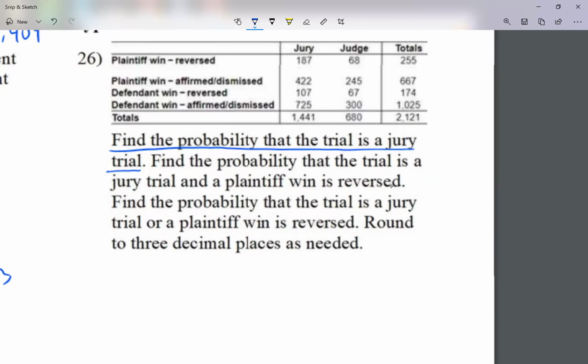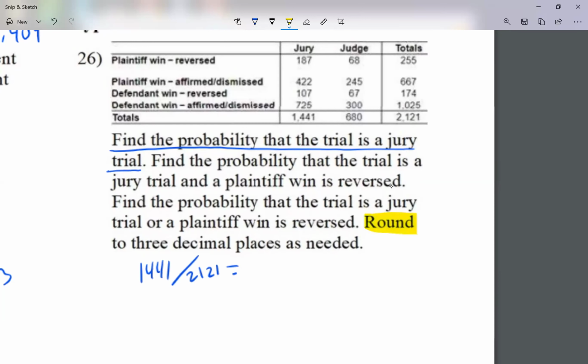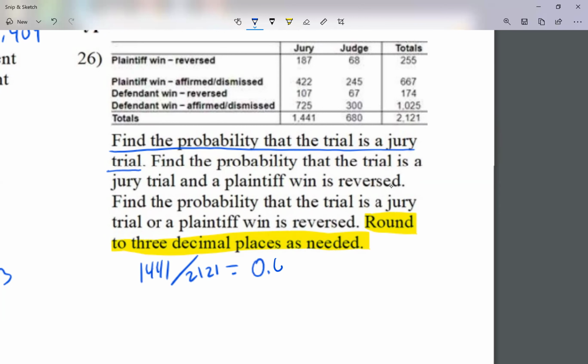I'm going to say for this first case is 1,441 jury trials out of 2,121. Keep in mind here at the end, it says round to 3 decimal places as needed. So 1,441 divided by 2,121, rounded to 3 decimal places. I'm going to call this 0.679. I'm going to say that in this example, I'm going to do 3 cases, okay? There's 3 examples here.